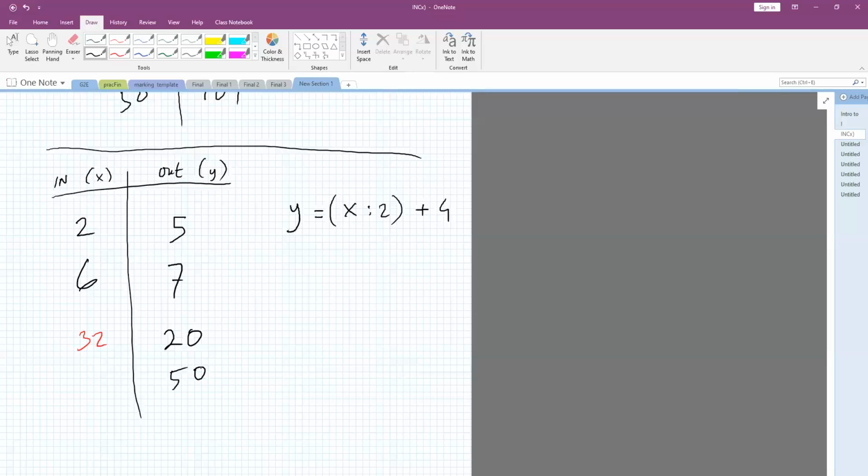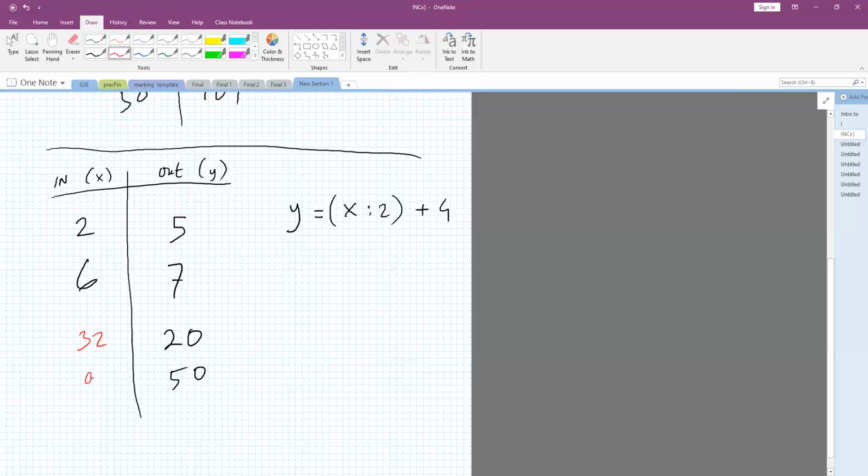102. No, but it's almost correct. Try calculating using paper. 92. Yes, 92. Well done.